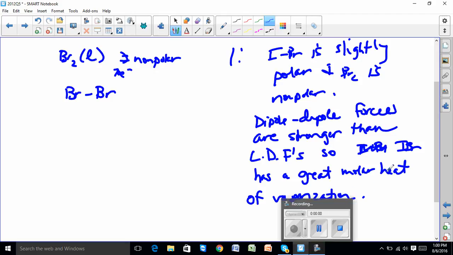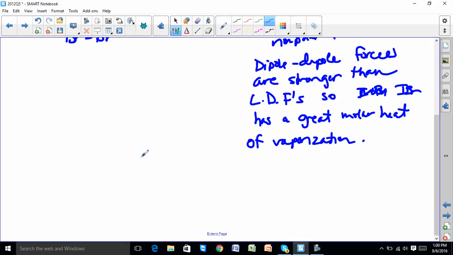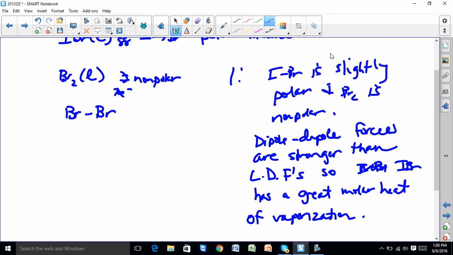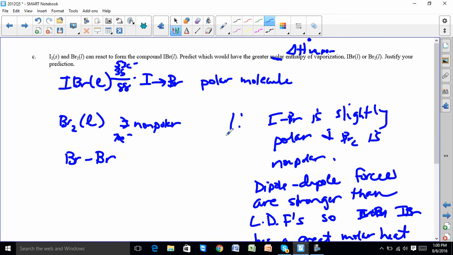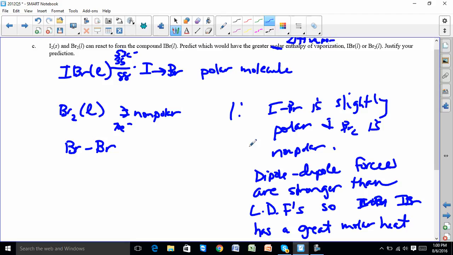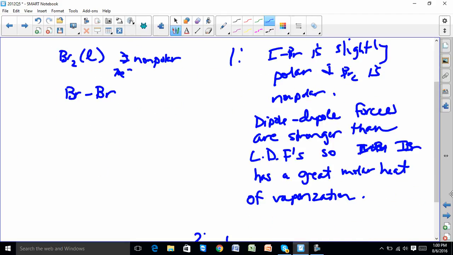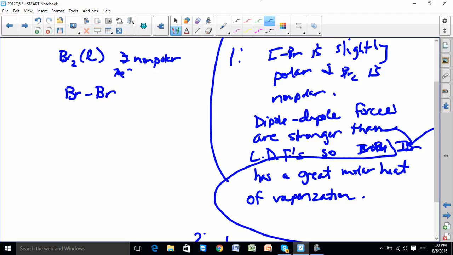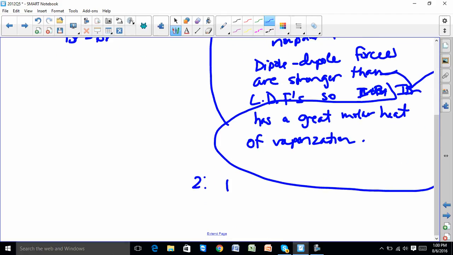To tell you the truth, I'm not even all that sure that this is a polar molecule, because I didn't look up the electronegativities. And so I actually prefer the second answer better, which is the same as question 1. Same difference. Start with this. Start by answering the question, which is IBr has a greater molar heat of vaporization. Actually, this should probably be the first sentence. And then after that topic sentence where you answer the question, then explain it.